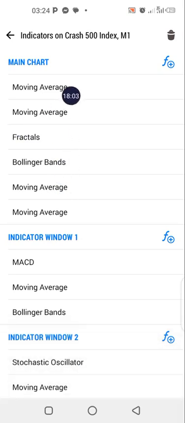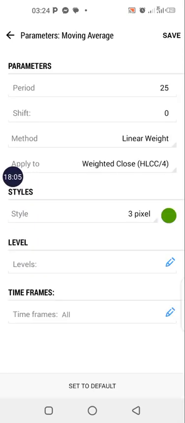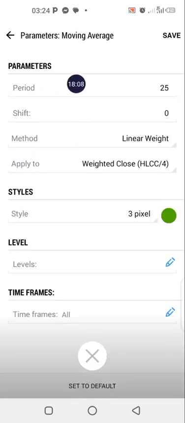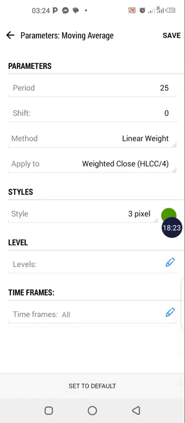So this first one here, period is 25, shift 0, method linear weighted, applied to weighted close, that's HLCC4. Then the style is 3 pixel, green color if you are using the same background as me. So you set it up and click on save.